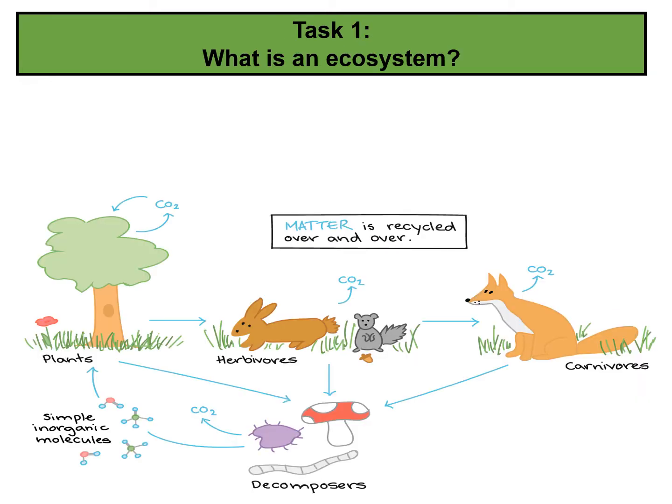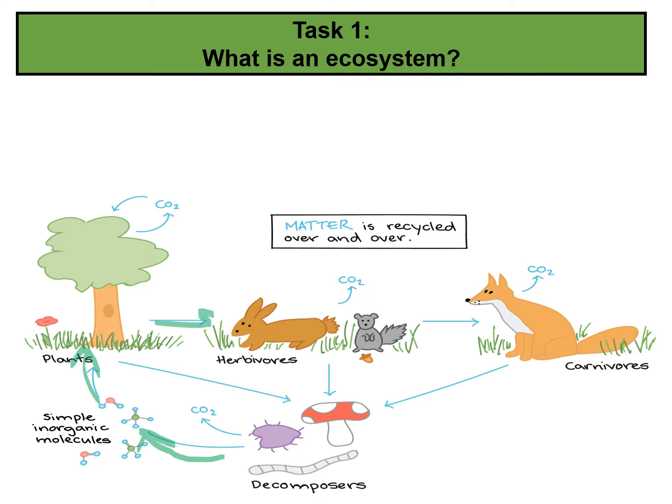Okay then, so task 1, what is an ecosystem? Well, we can see here on the screen that there are a variety of things mentioned. So we've got plants such as the tree, we've got the rabbit, which is a herbivore, so they're eating the plants. Then we've got carnivores, so they eat herbivores or animals. And then we have decomposers, so they're things like worms and mushrooms that break down and decompose and add nutrients back to the cycle. And you can see that they're all joined by these lines.